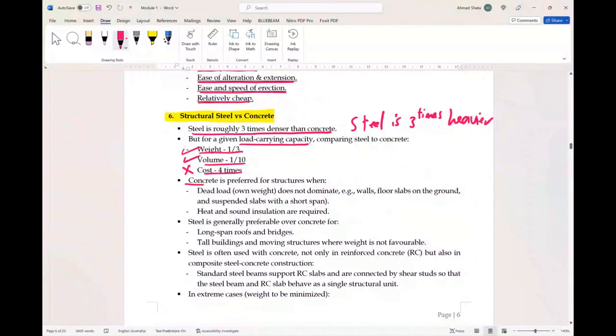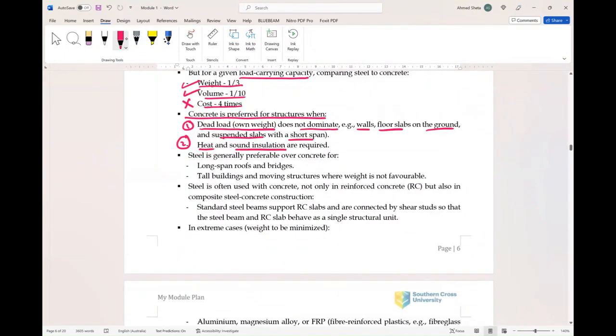Concrete is preferred for construction or structures when dead load or weight doesn't dominate. Example: walls, floor slabs on the ground, suspended slabs with short spans. So this is the first preference. The second preference is when heat and sound insulation are required, because concrete has better resistance to fire.